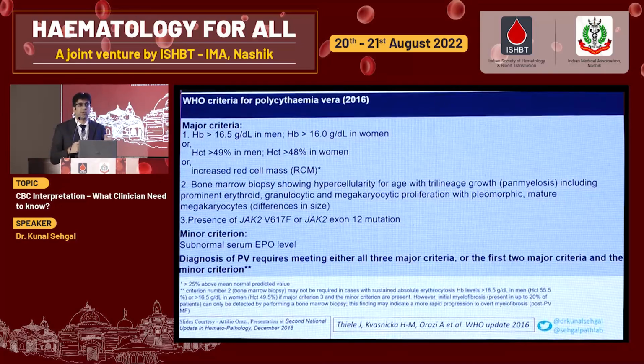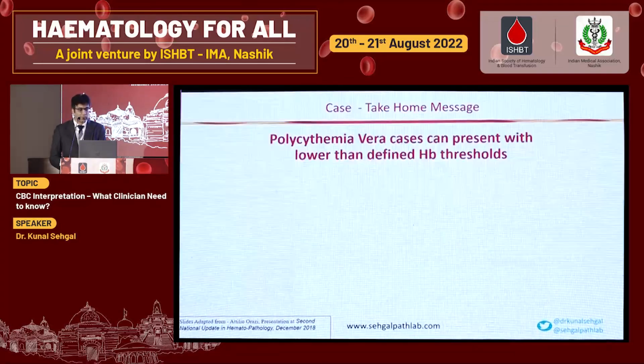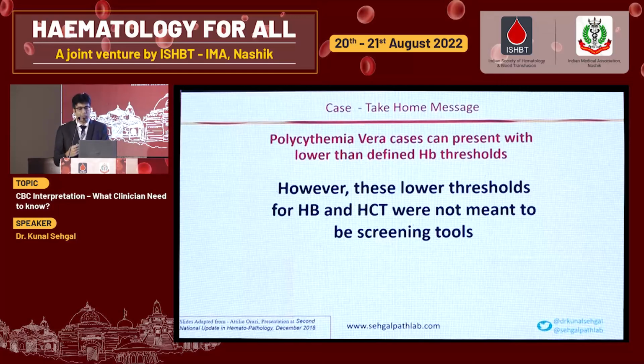Now, why do we tend to miss this? And this is not an uncommon scenario, specifically in our country. Typically, the criteria says hemoglobin more than 16, 16.5. In our country, we'll see patients at 13, 14 also. Especially females might be at 14, 15, males might be at 13, 13.5, 14. They look normal. So please focus on the RBC, WBC and platelets and not to miss a hidden polycythemia purely because the WHO criteria says 16, 16.5.